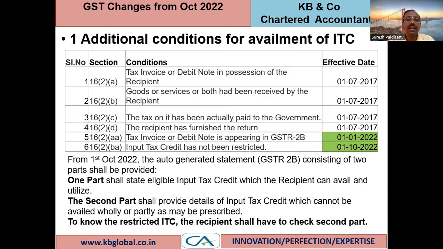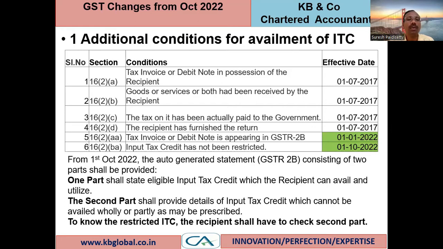So there will be an auto-generated statement, GSTR 2B, consisting of 2 parts, provided on the GST portal. One part shall state eligible ITC which the recipient can avail and utilize. Second part shall provide the details of ITC which cannot be availed wholly or partly, as may be prescribed. To know the restricted ITC, the recipient shall have to check the second part. These are the main changes they made for availment of ITC.